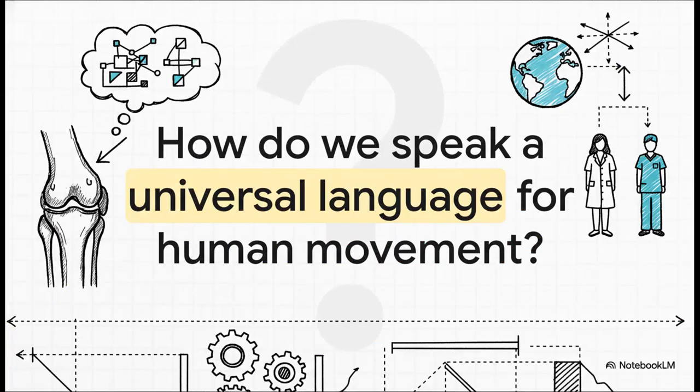So how does that happen? How can a physical therapist in one country describe a knee injury to a surgeon halfway across the world and they both know exactly what's going on? Well, they rely on a universal system, a shared blueprint for the human body. Let's dive in and see what that is.